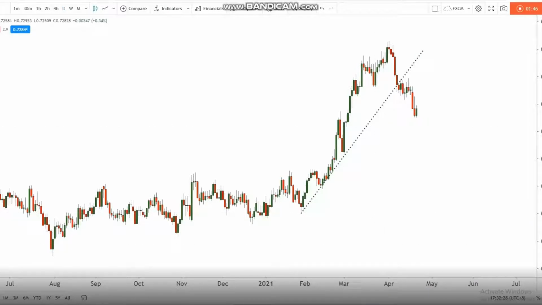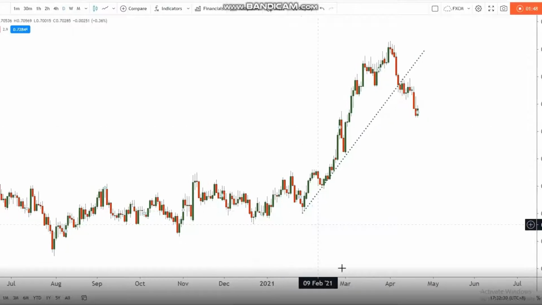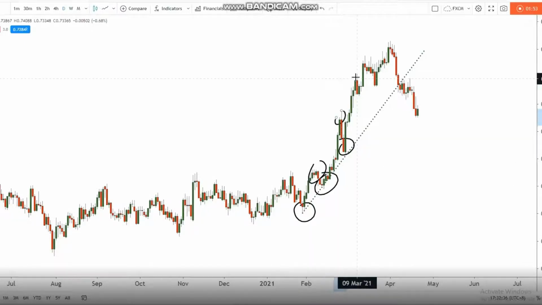Before that, you can see the higher lows and the higher highs. However, at this point, it's making a lower high as well as a lower low. So you can confirm that it is making a downtrend. Currently, it is already making a lower high and lower low, lower high, lower low. So it's in the middle of a downtrend.